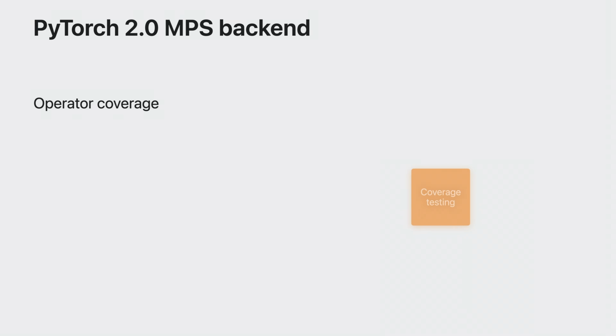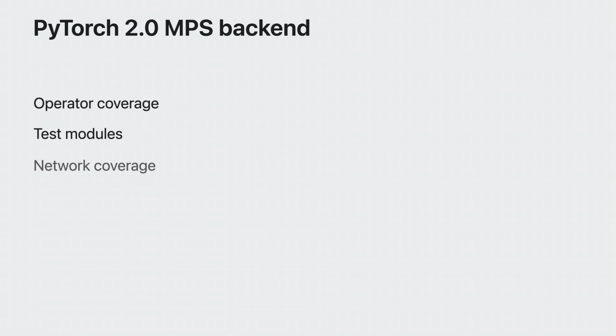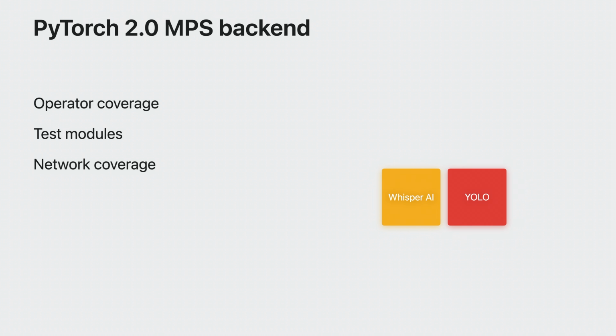The testing coverage has greatly improved. This includes tests for most of the torch operators, gradient testing, and module info-based testing. Since release, the network coverage has expanded as multiple popular models adopted MPS as their official backend on macOS. This includes foundation models, such as Whisper AI, object detection models, such as YOLO, stable diffusion models, and many more.